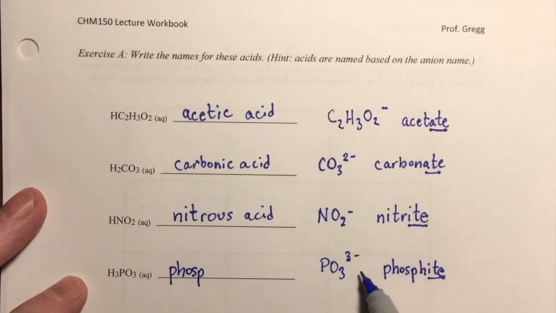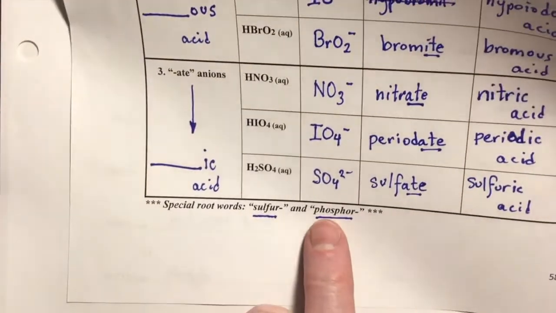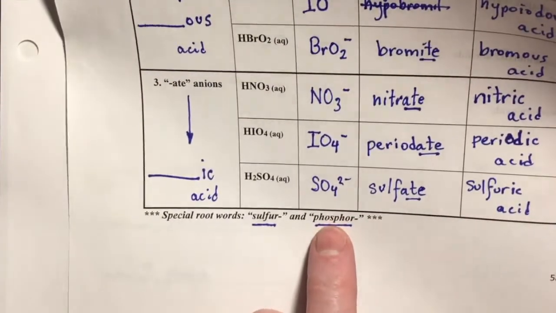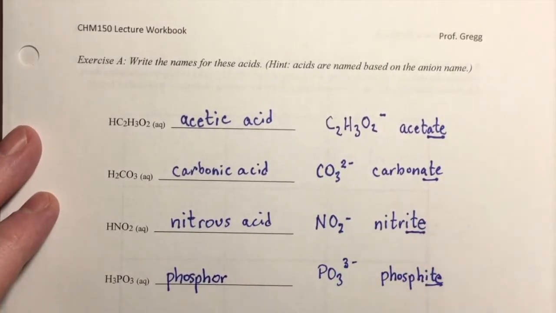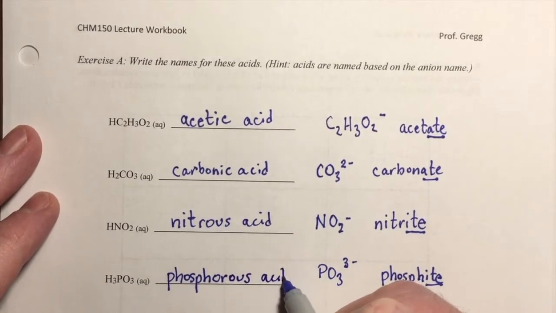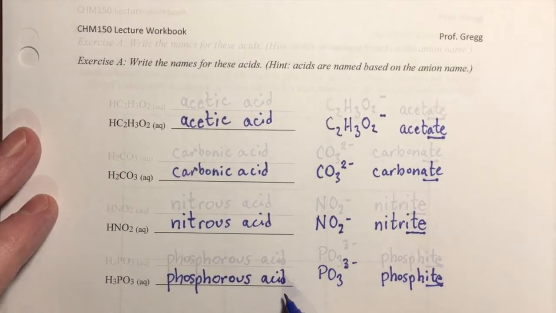Notice this is a phosphorus-containing anion, though. What is the root word when it's phosphorus-containing? I don't just stop there. Remember, the root word for phosphorus-containing anions is phosphor. It has 2 syllables. So here's the root word, phosphor, and then I need an OUS ending. So this is phosphorus acid.